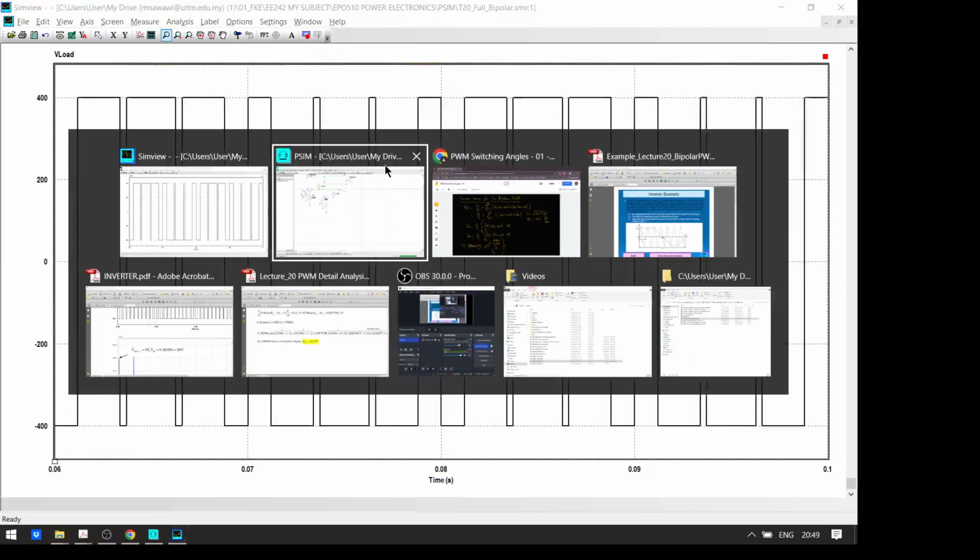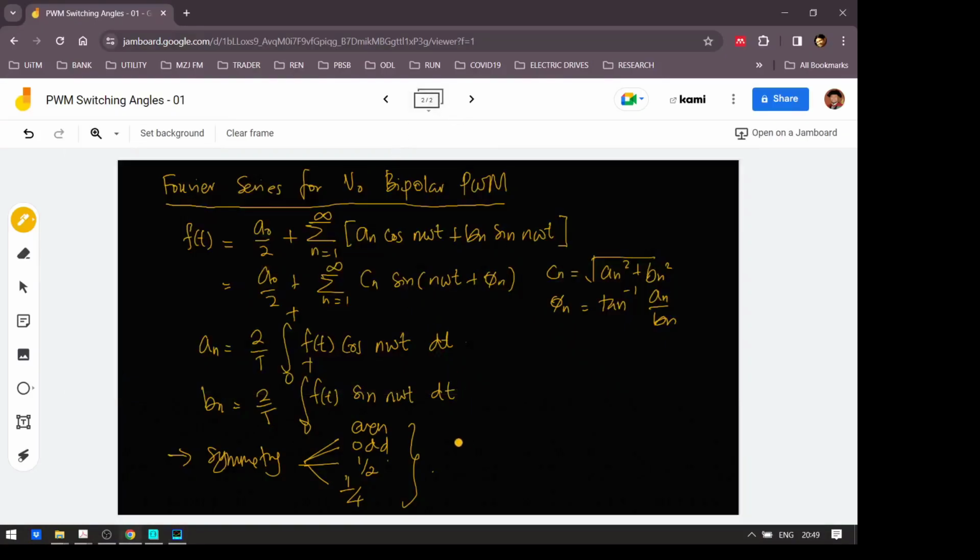So let's write it. I'm going to write that the bipolar PWM with, I need to jot this down, with the frequency ratio of 7, which is odd, we're going to find that the output voltage V out is odd and half wave symmetry, and therefore this is also odd and quarter wave symmetry.